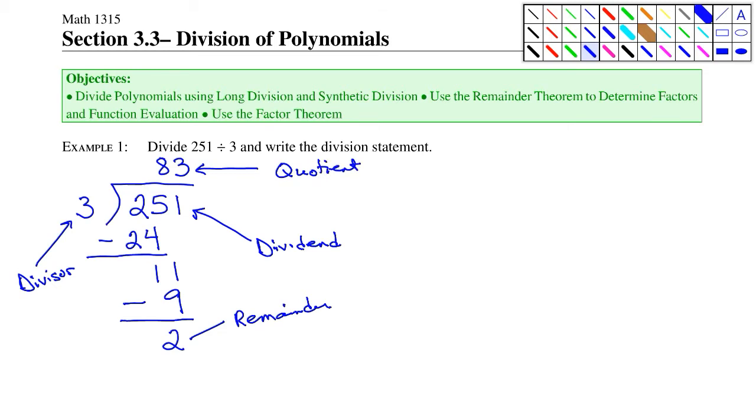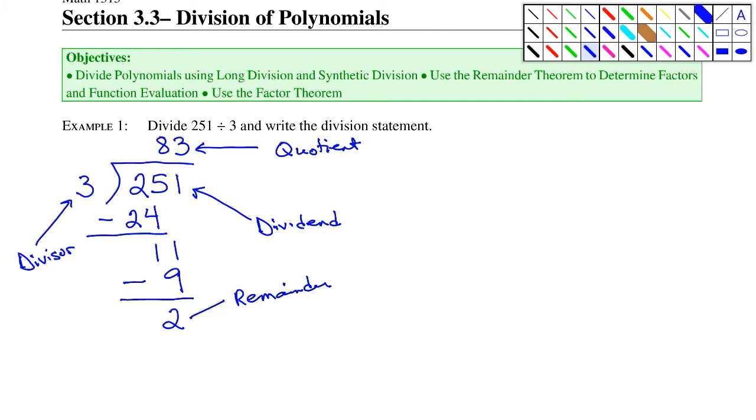Now, there are several ways to write the actual answer. I'm going to use this method here. I'm going to say it's 83 plus 2/3 instead of a mixed number, because I want you to understand that what you're actually doing with the 83 and the 2/3 is you're adding them together. That's going to become important when we talk about polynomials.